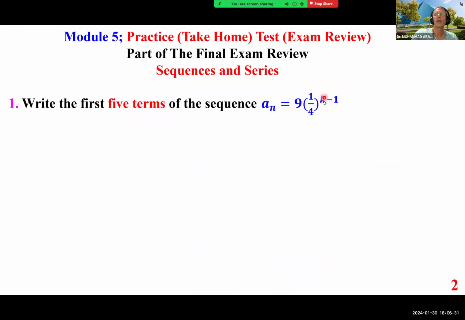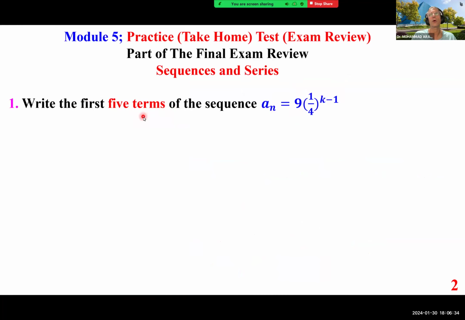Simply put, replace the k with 1, 2, 3, all the way to 5. So when we put 1, 1 minus 1 makes it 0. And 1/4 to the power of 0 is 1. The answer is 9.